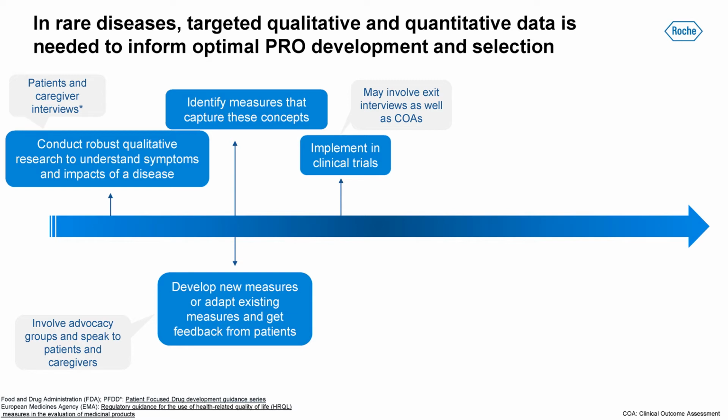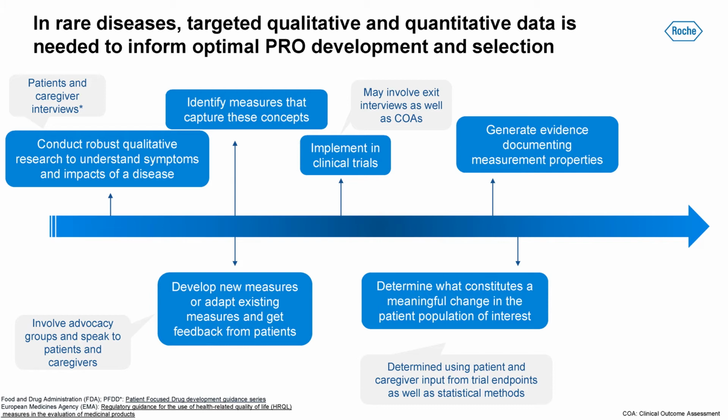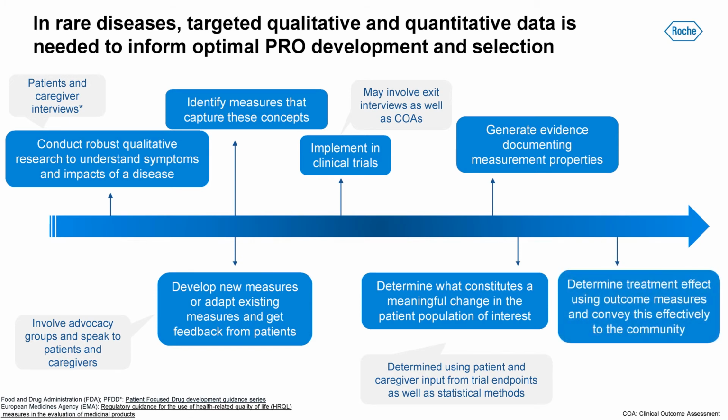And this will involve other clinical outcome assessment data collection as well. And therefore, we can generate evidence documenting the psychometric measurement properties of the patient-reported outcome, which is a critical part of the development journey, where we can better understand the reliability, the validity, and the ability to detect change of the PRO. As well as this, we can look at what constitutes a meaningful change or a minimally clinically important difference in the patient population. And this is often determined using statistical methods, but also patient and caregiver input. And all of this culminates in a better understanding of the treatment effect in conjunction with other clinical outcome assessments.